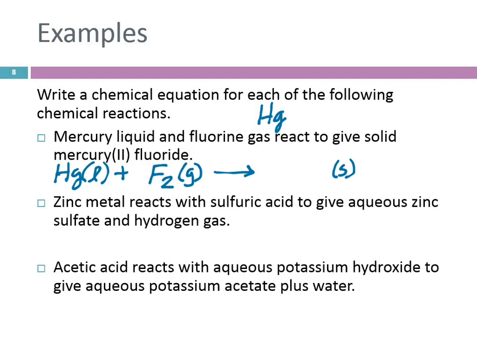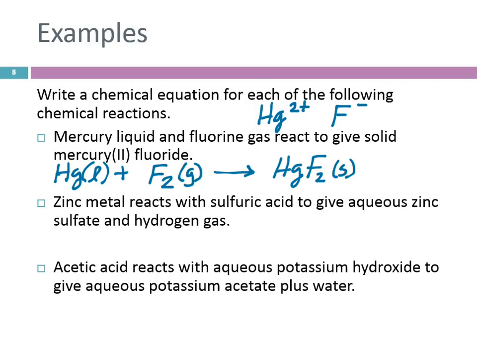We have to think about our charges. This is an ionic compound, right? Mercury 2 fluoride. Mercury 2 means the charge is 2 plus. What's the charge on a fluoride ion? -1. So, I think somebody said this earlier, HgF2. It's really important to get the formulas correct.